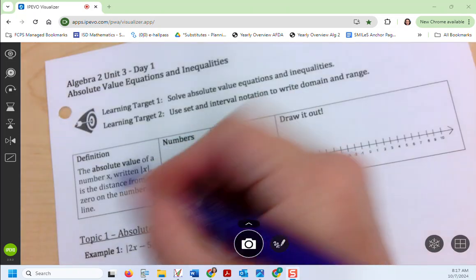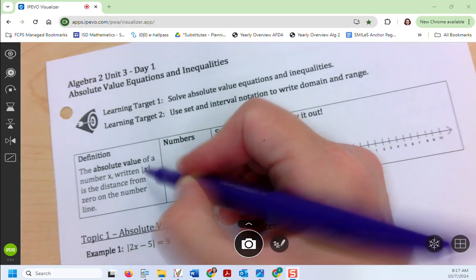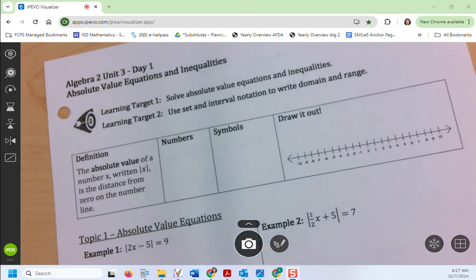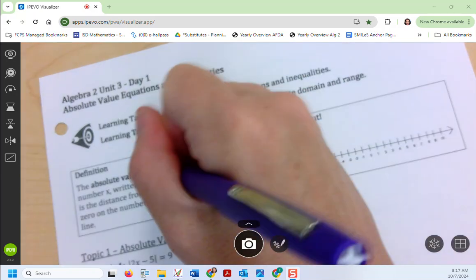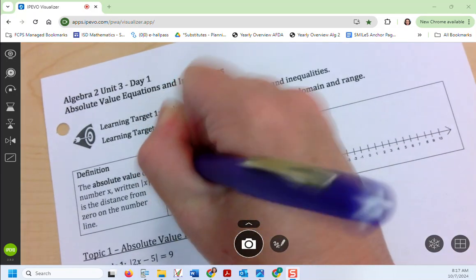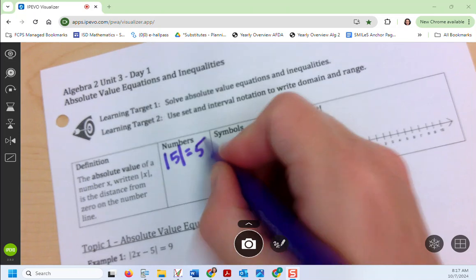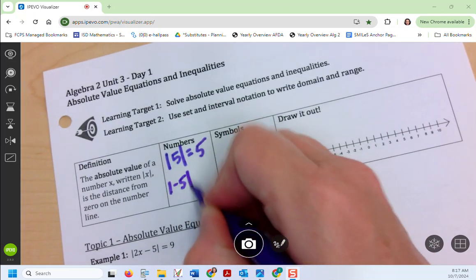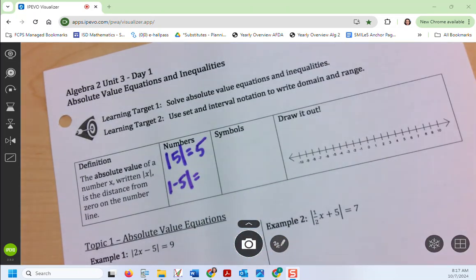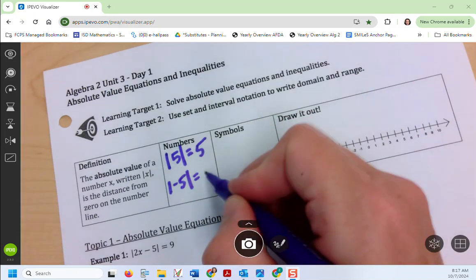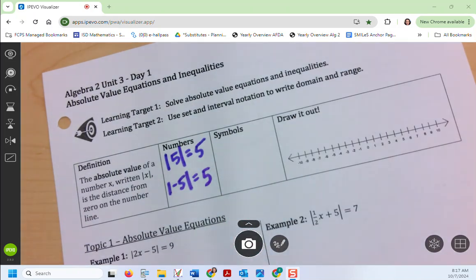The absolute value of a number x, written with these bars, is the distance from 0 on the number line. If I wanted to know the absolute value of 5, how far is 5 from 0 on the number line? 5, right? That's not hard. If I wanted to know how far negative 5 is from 0, it's also 5. A lot of people think absolute value just changes every number to a positive, and that is kind of the effect, but what it's really doing is telling you how far this number is from 0 on the number line.